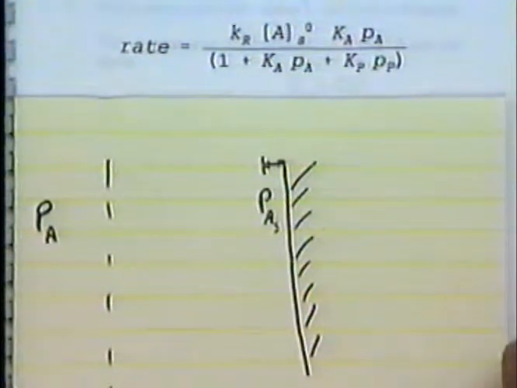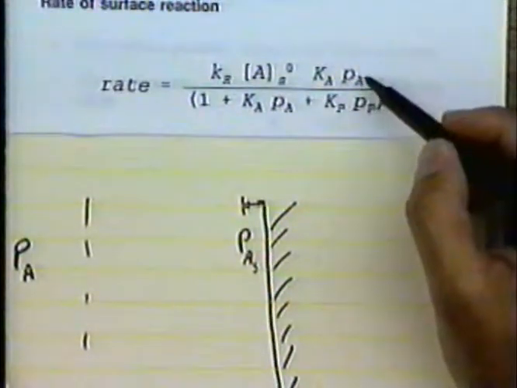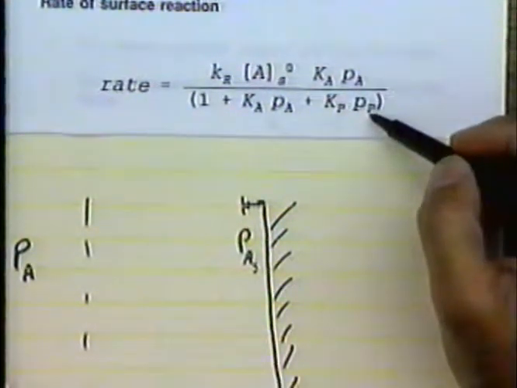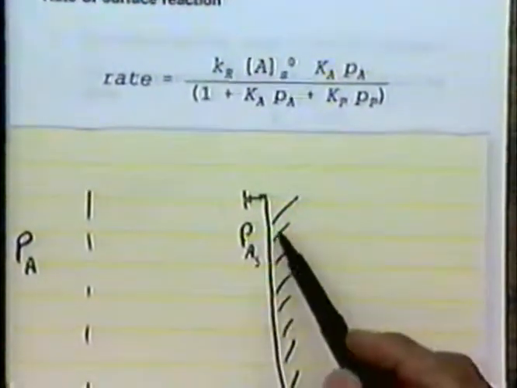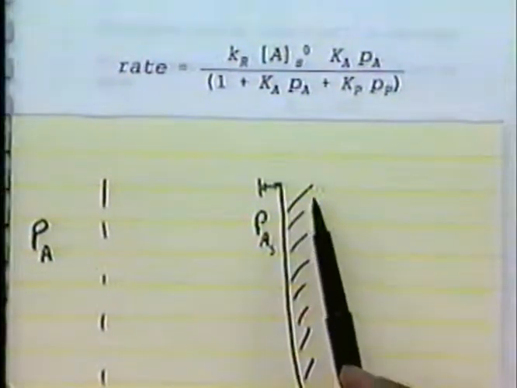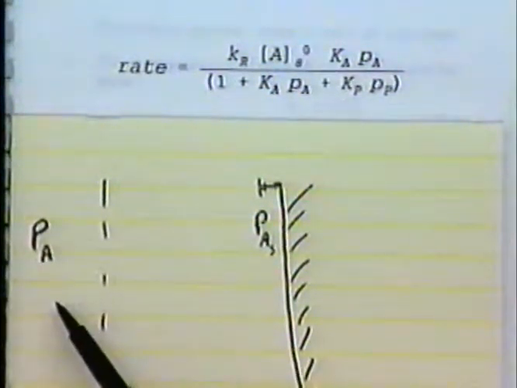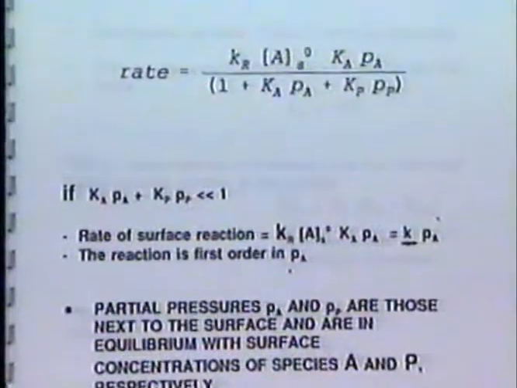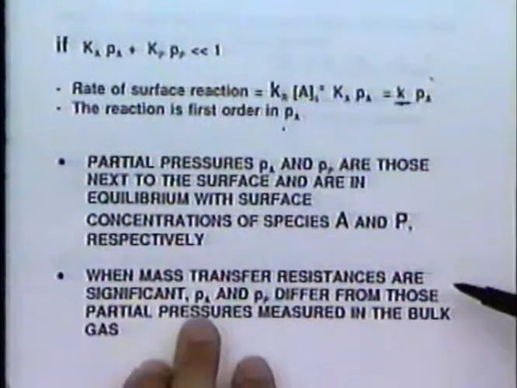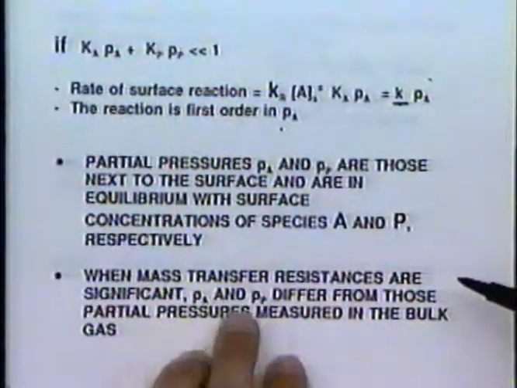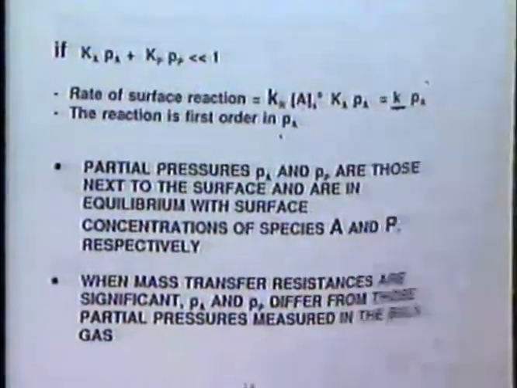resistances here. So, in fact, the partial pressure that should be written in here for A and here for P is the pressure which is right next to the surface in equilibrium with the surface. When we have mass transfer resistance, this pressure will be different from this. And that's what I've written here. When mass transfer resistances are significant, PA and PP will differ from those partial pressures measured in the bulk gas.